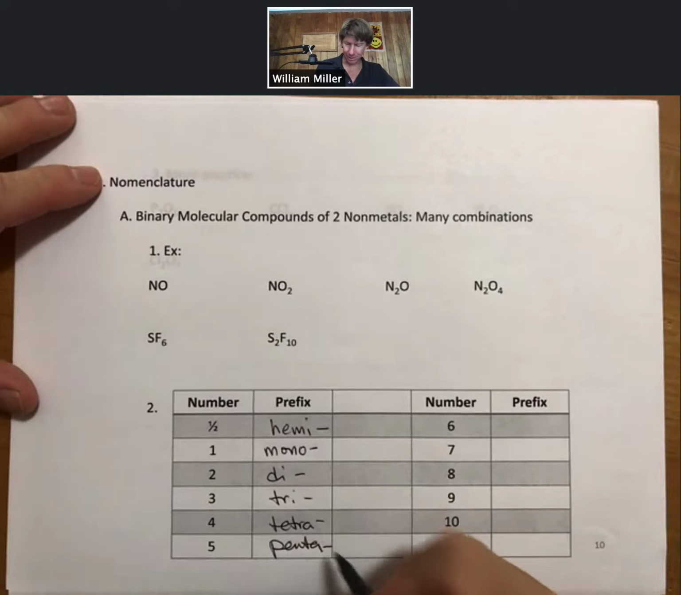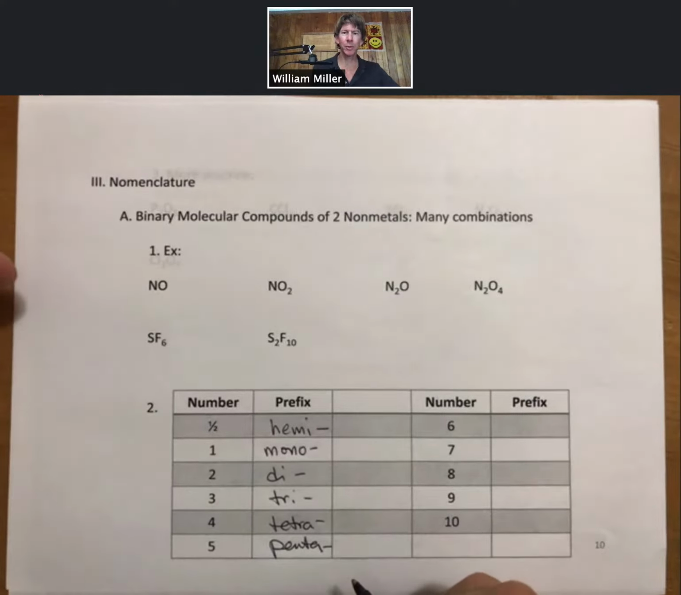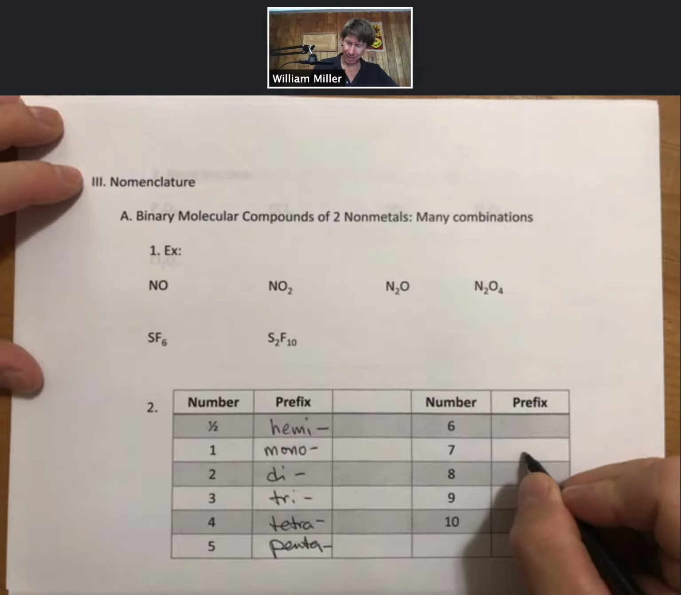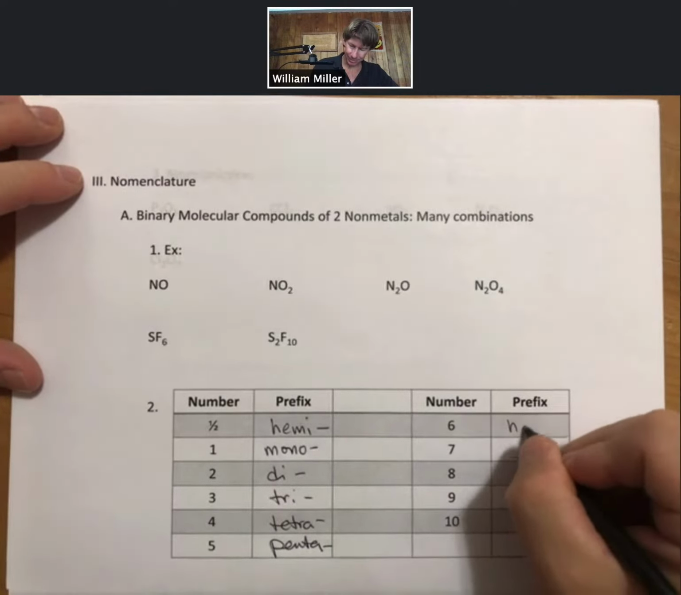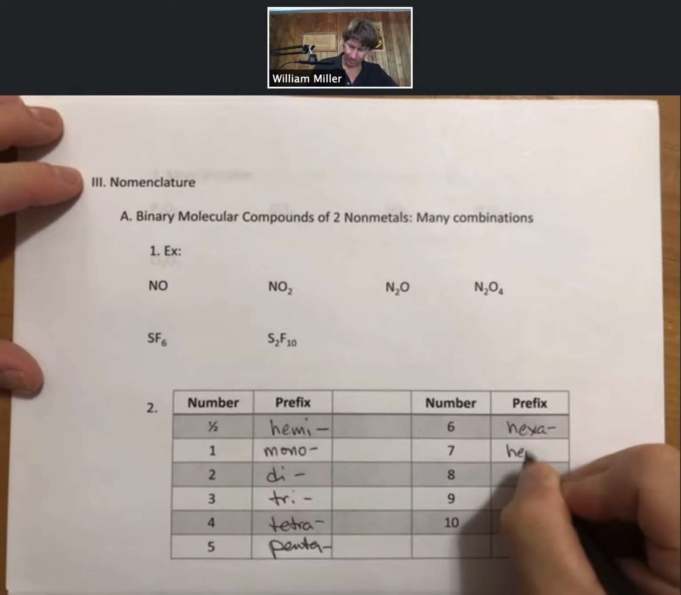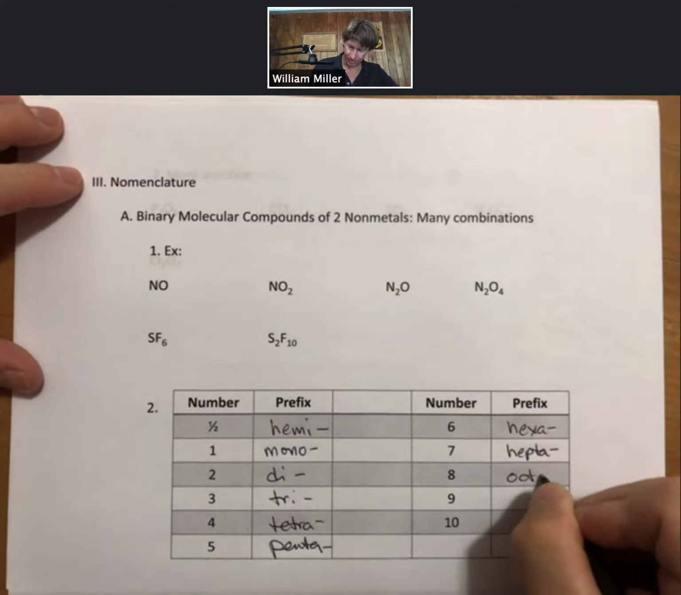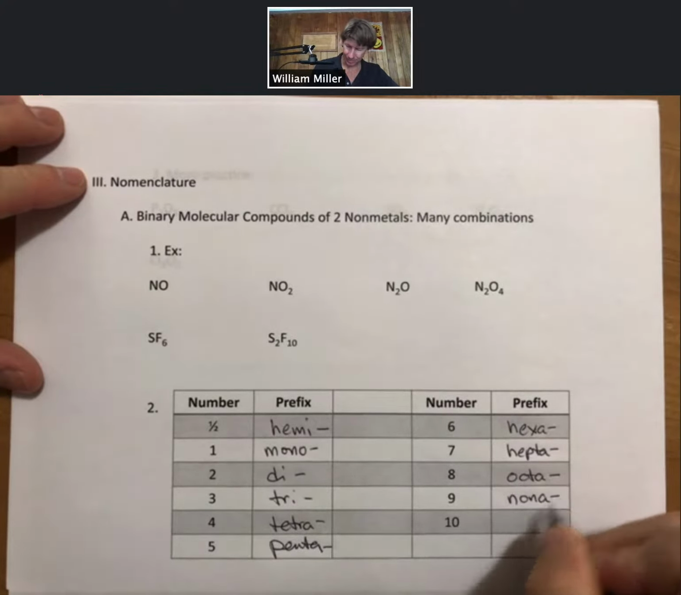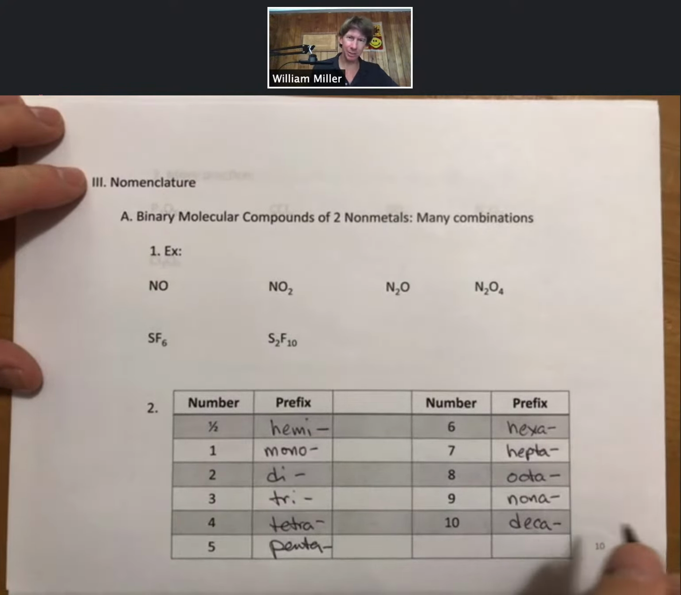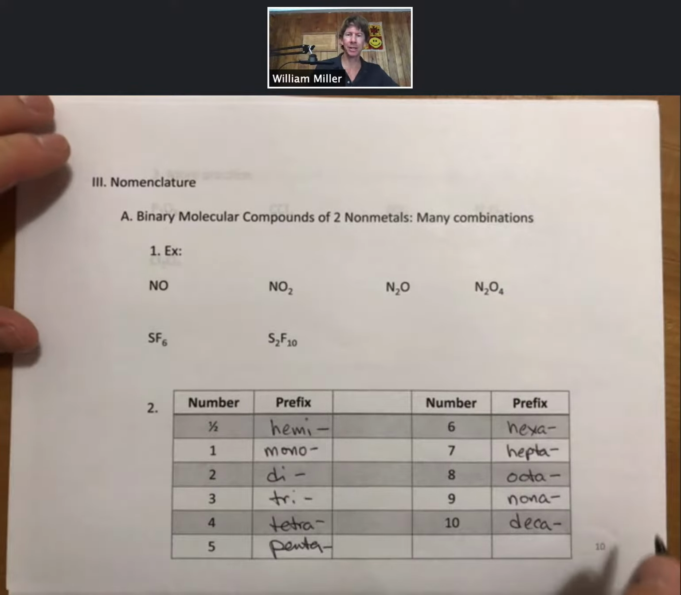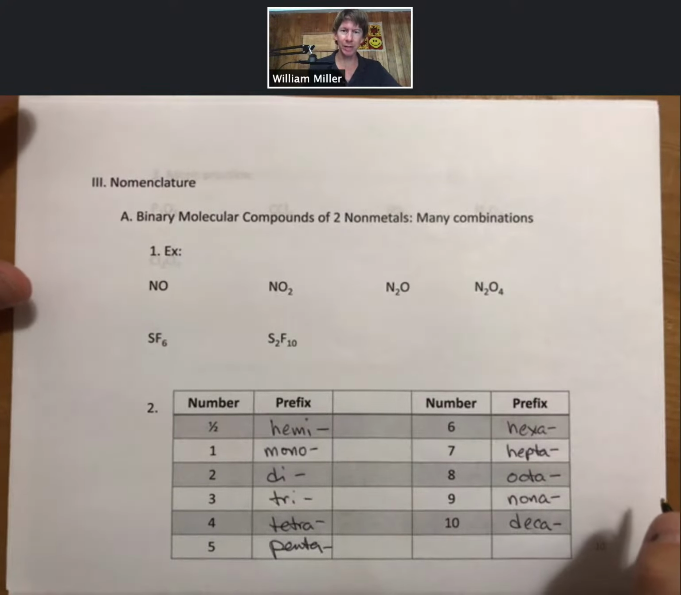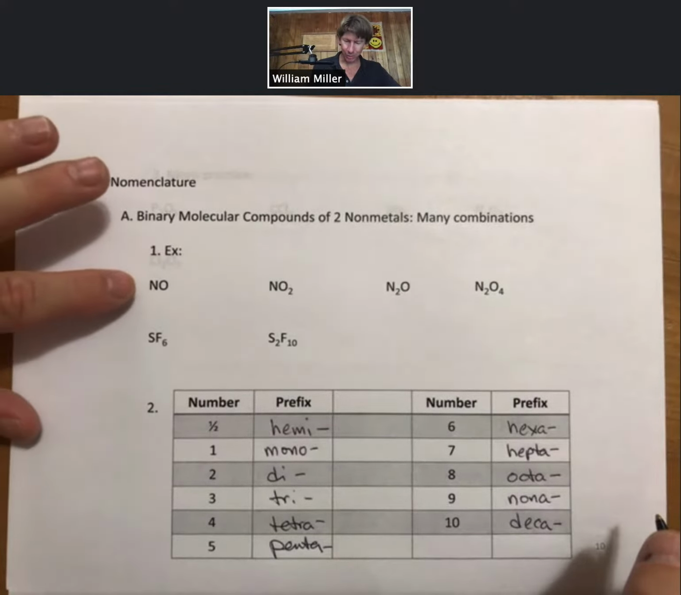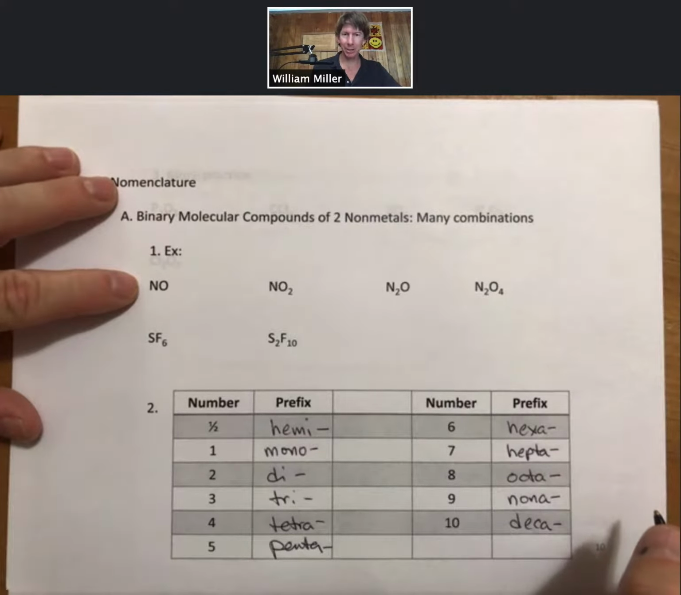And these little dashes mean these are prefixes. This part of the word attaches to the rest of the word. Hexa for 6, hepta, octa. Then nona and deca. And of course the number system goes on and covers all the numbers, but these are the limited set of numbers that you have to memorize for this class. Let's go ahead and start naming binary molecular compounds now.